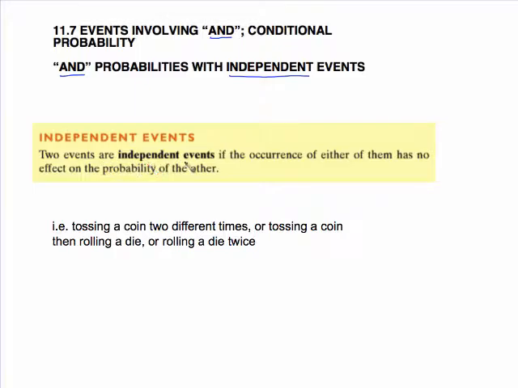2 events are independent events if the occurrence of either one of them has no effect on the probability of the other. Let's say you toss a coin 2 times. Does the result on the first flip influence your second flip? No. How about you toss a coin and then you roll a die? Does what happens on the coin influence what happened on the die? No. How about you roll a die twice? Does what happens on the first roll influence what happens on the second roll? No. So these are all examples of independent events.